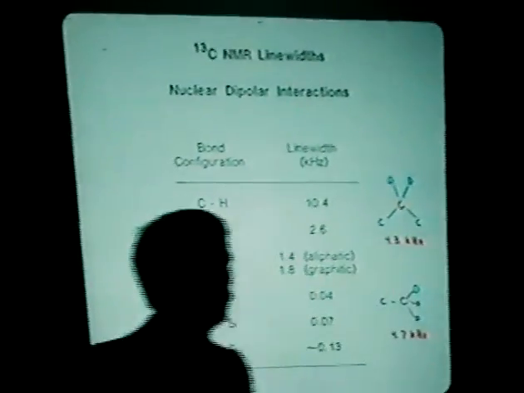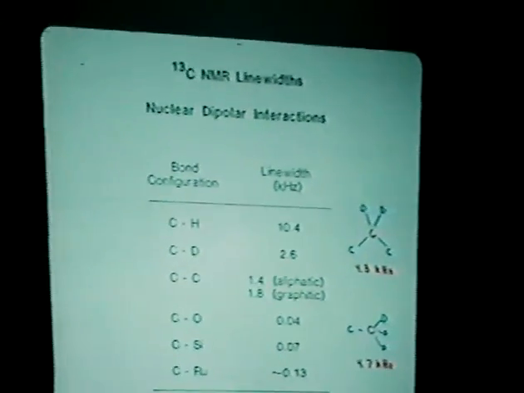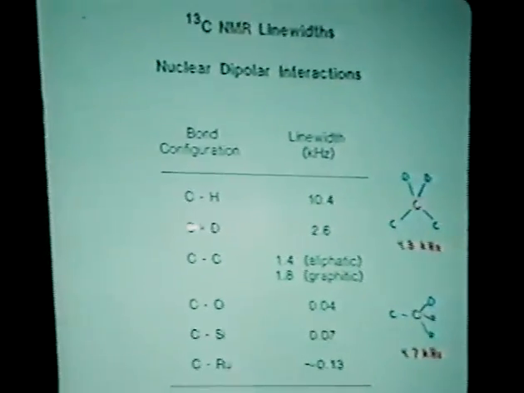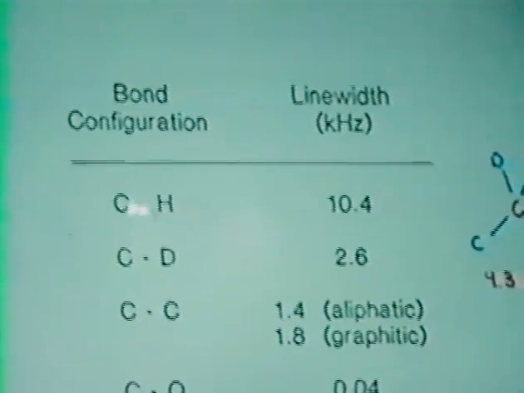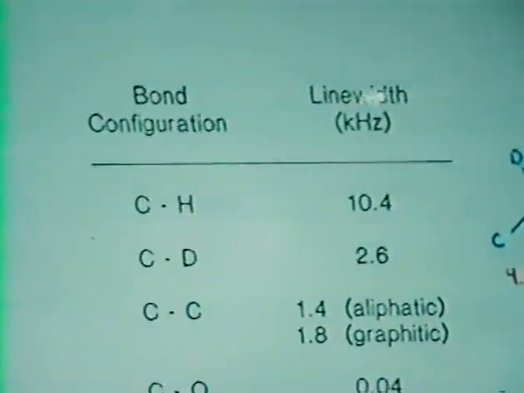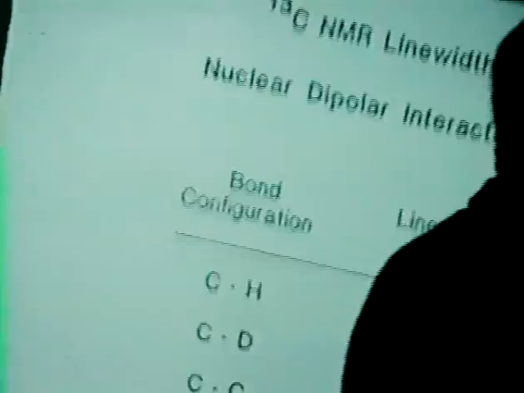So what's a way we could perhaps differentiate that species? And that is, instead of producing it in deuterium, let's produce it in hydrogen. Because the width of the line for carbon-deuterium couplings is 2.6 kilohertz, whereas carbon-hydrogen coupling, hydrogen being a stronger dipole, has 10.4. So if there's going to be some contribution from the couplings to the hydrogen species, we should see the line broaden. Okay?